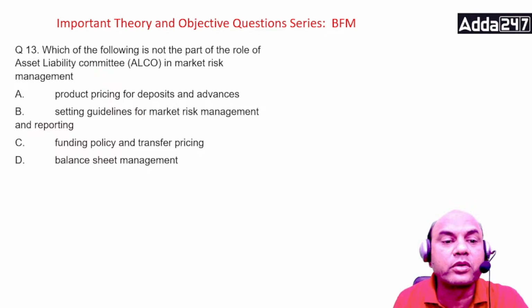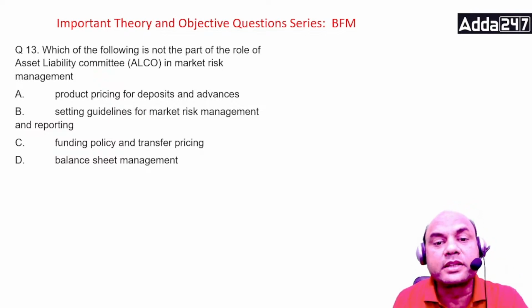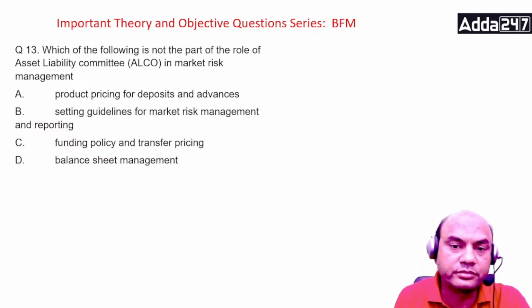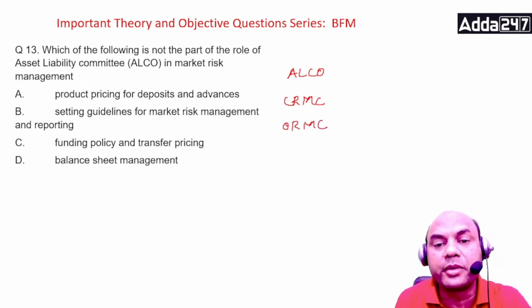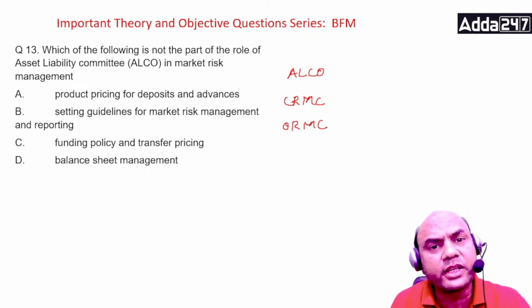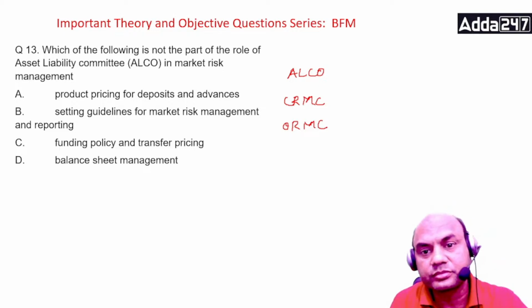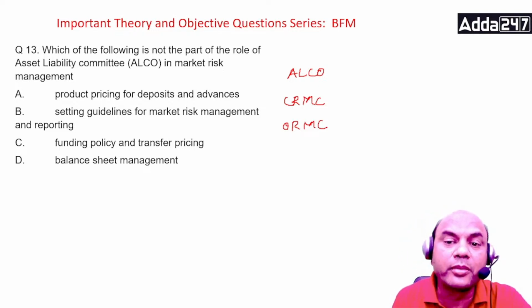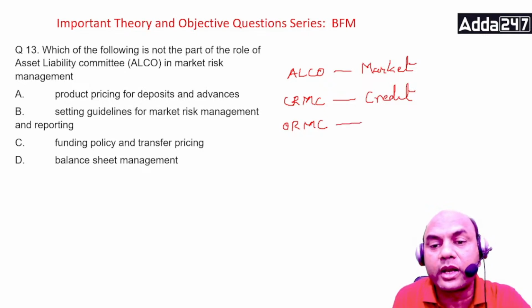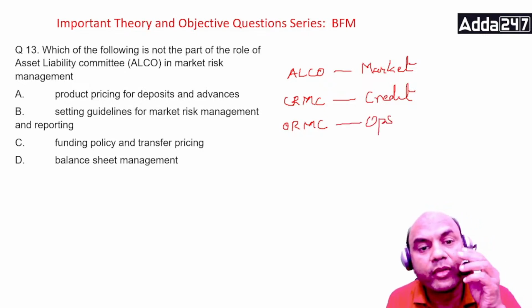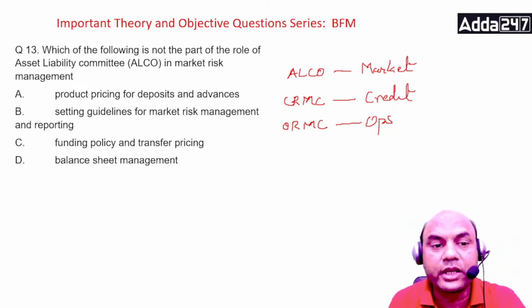Which of the following is not a part of the role of the ALCO in market risk management? Here, the 3 committees which are very important are ALCO, then CRMC, then ORMC. These are the executive level committees. More on these committees I have explained in yesterday's lecture, I think. Yesterday or day before yesterday. Follow that. ALCO, CRMC and ORMC. ALCO manages mainly market risk. CRMC mainly manages credit risk. And ORMC manages ops risk. So, which of the following is not a part of the role of the ALCO in market risk management?